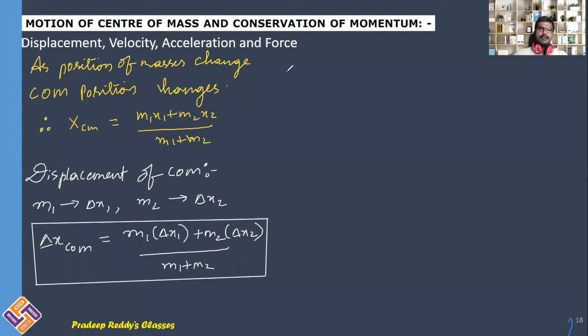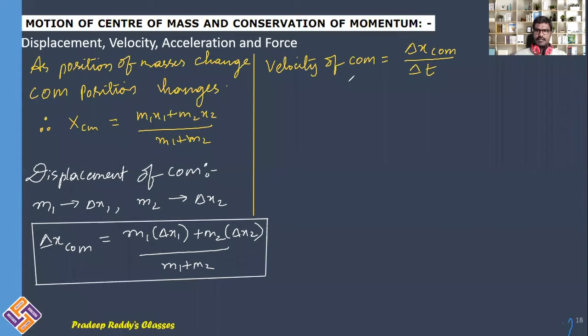Next, velocity of center of mass. In order to calculate velocity, as we know, velocity is the rate of change of displacement. You can write velocity of center of mass is equal to delta xCOM divided by delta t. That means displacement of the center of mass divided by time taken gives you the velocity of the center of mass.